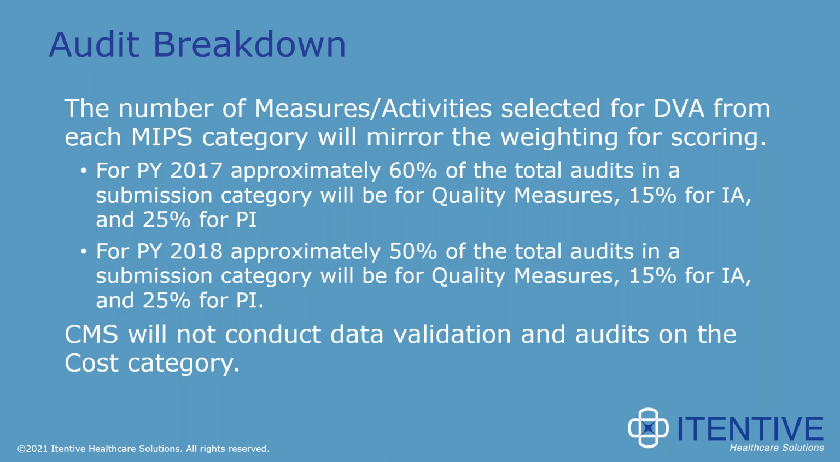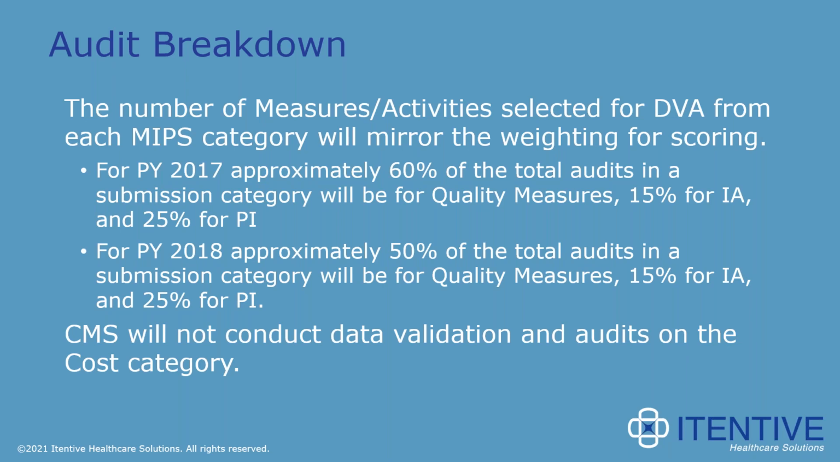While the number of measures or activities that are selected for DVA from each category are actually going to mirror the weighting for scoring. So what that means, for performance year 2017, approximately 60% of the total audits in a submission category are going to be for quality measures. 15% of those will be for improvement activities, and 25% of audits will be for promoting interoperability.